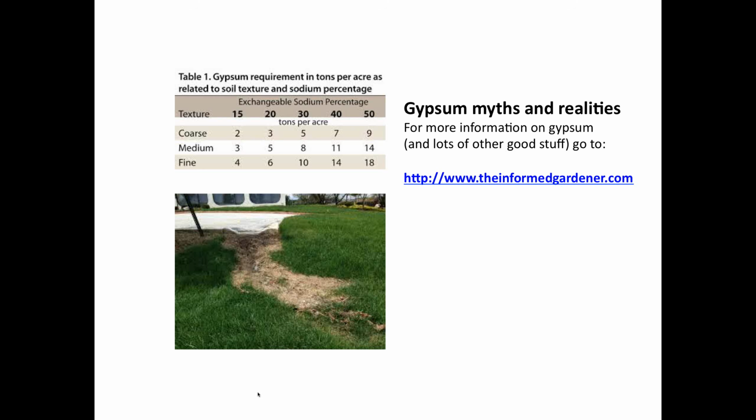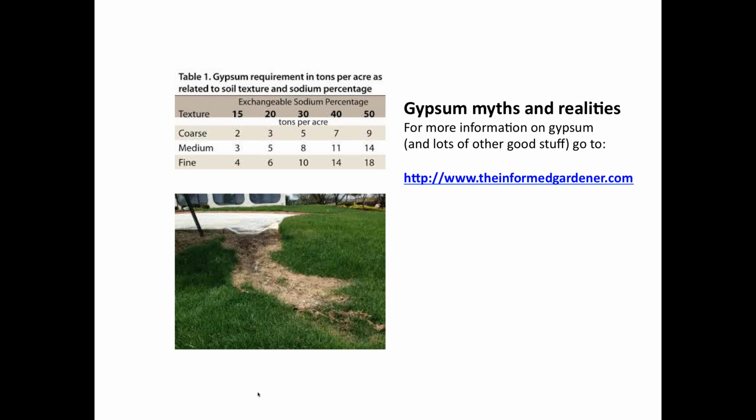You'll find stuff in the literature about adding gypsum to the soil to reduce the exchangeable sodium in the soil, and this does work, but you need to understand all the pros and cons. I found a really good piece on this at informedgardener.com, which is out of the University of Washington.